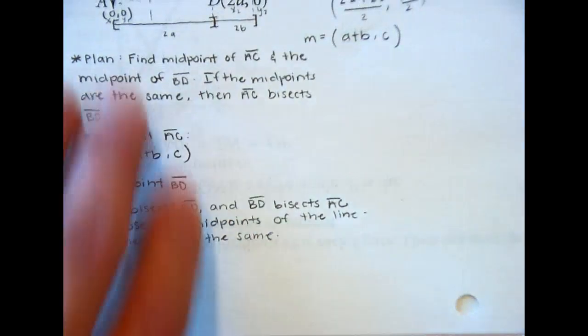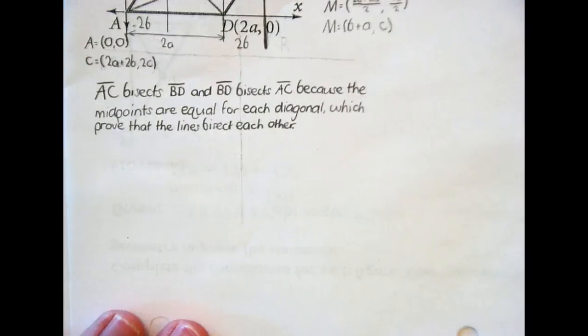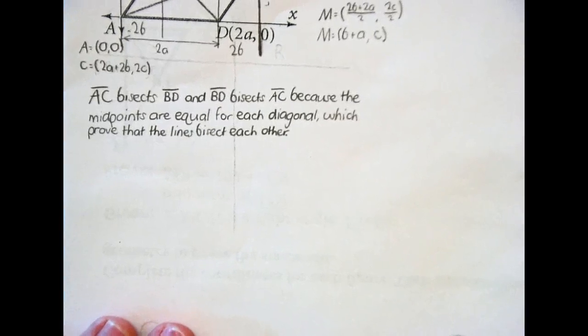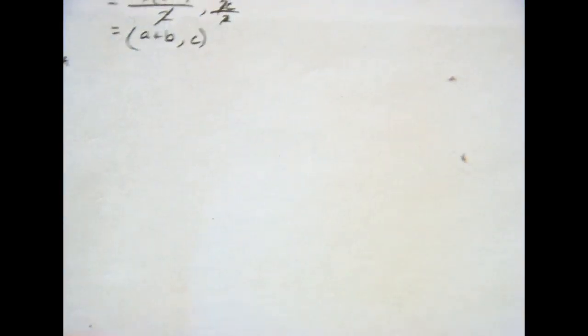All right, let's try the next one here. AC bisects BD, and BD bisects AC because the midpoints are equal for each diagonal, which proves that the lines bisect each other. Good, and you can give the midpoint as well. Well done. Any questions on that? Paragraph proof there.